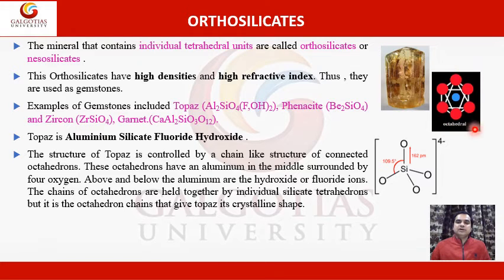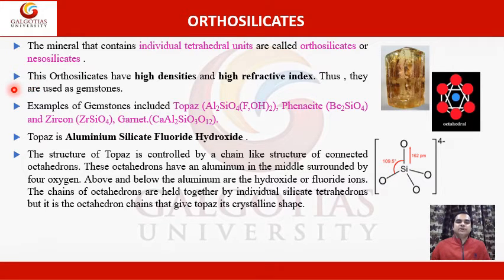This is the structure of the orthosilicate, in which we see the arrangement of the different atoms. This is the single unit of silicate in which a silicon atom is bonded with four oxygen atoms. That single unit is mainly responsible for the formation of orthosilicates. The silicon-oxygen bond length is 162 picometers, while the O-Si-O angle is 109.5 degrees.